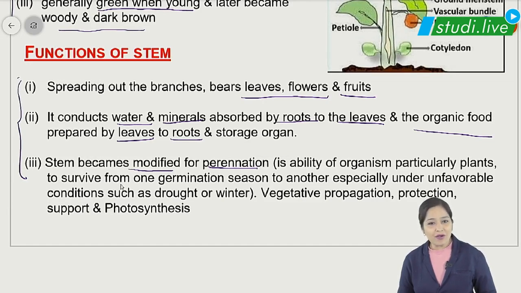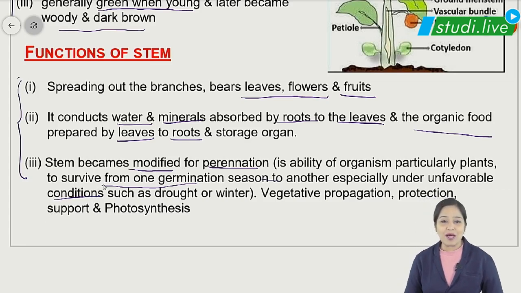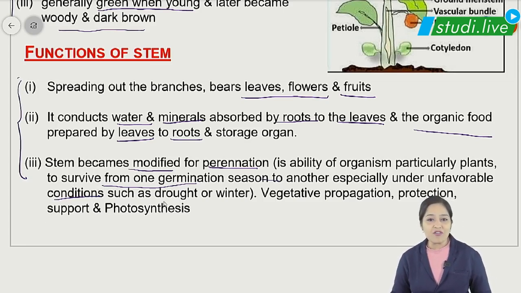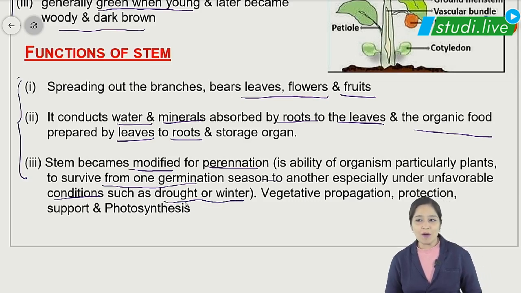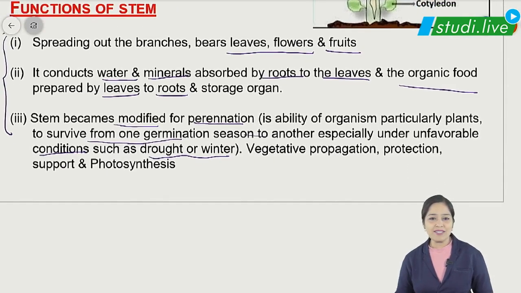Now this stem can be modified for perennation. Perennation means the ability of the plant to survive from one germination season to another under unfavorable conditions like drought or winter. Next we have vegetative propagation, when the plant is forming from the vegetative parts like root, stem, leaves, bud. It is known as vegetative propagation.